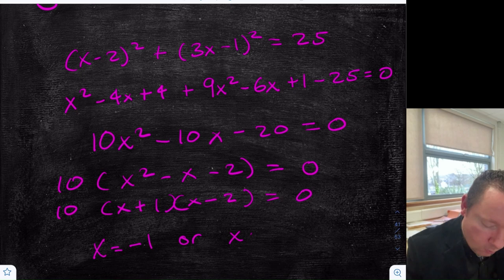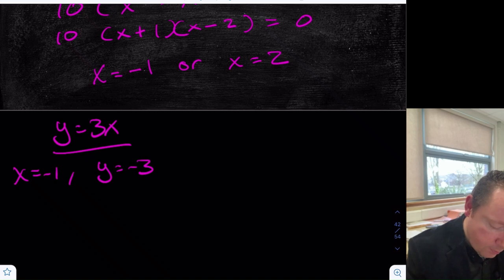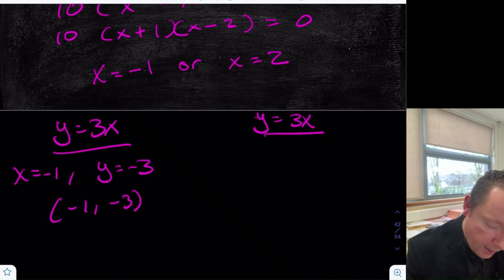We've got our x points, now we need to get our y points. So when y equals 3x, x equal to minus 1, y equals minus 3, the point is (-1, -3). And for y equal to 3x, when x equals 2, y equals 6. So our point is (2, 6). There's our 2 points of intersection.